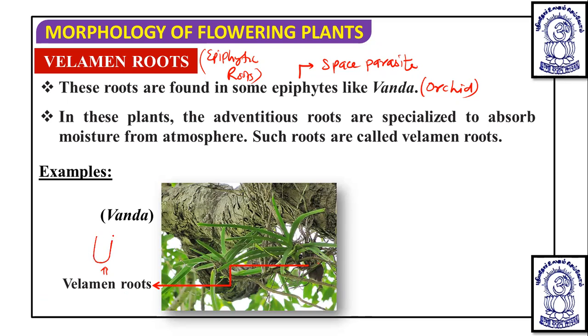and if you see the cross section, you will see that they have a specific type of tissue here which absorbs the moisture from the atmosphere, and that tissue is known as velamen tissue. So due to the presence of velamen tissue in the epiphytic root or velamen roots or space parasitic roots, and because this velamen has a water absorbing capacity from the moisture, they are specialized roots, that is velamen root.